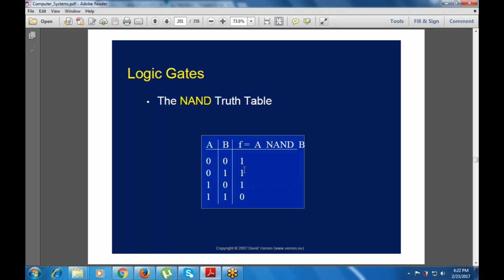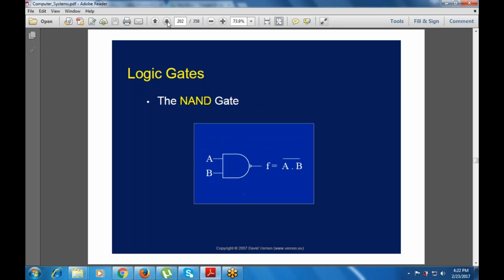Why? Because for 1 1 the AND output is 1, and the NOT of AND is 0. That means the reciprocal of this one. This is a NOT of AND. That means this bubble is placed over here. Why this bubble? Because this is NOT of AND. The AND is converted into NAND.